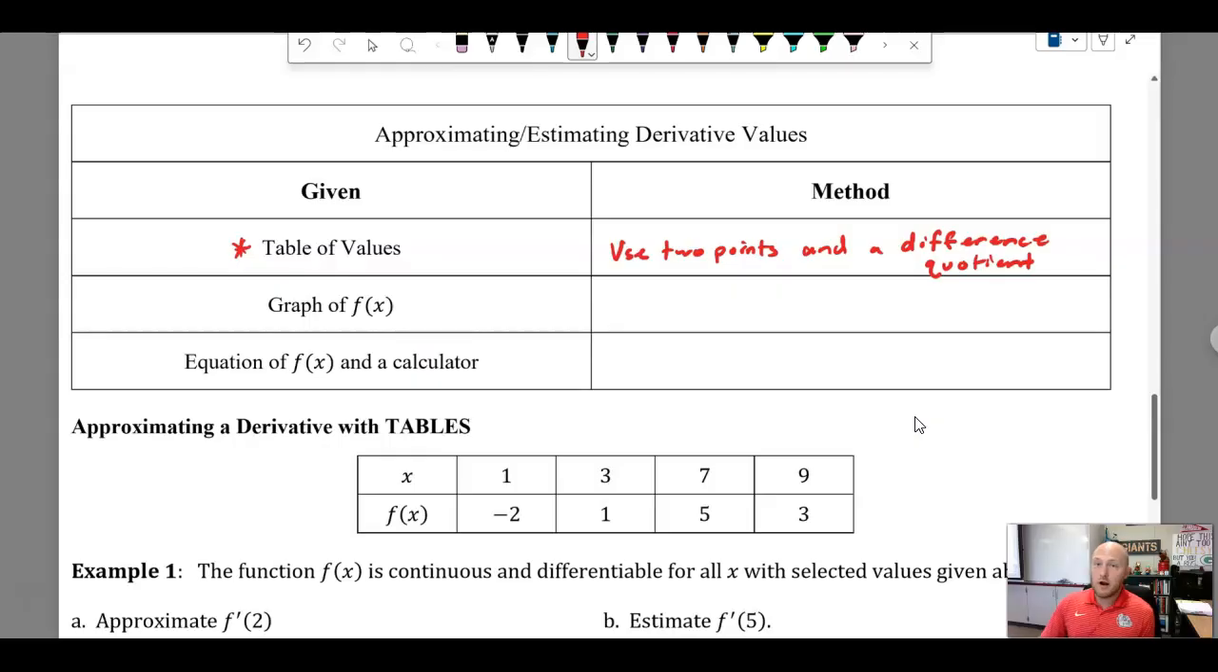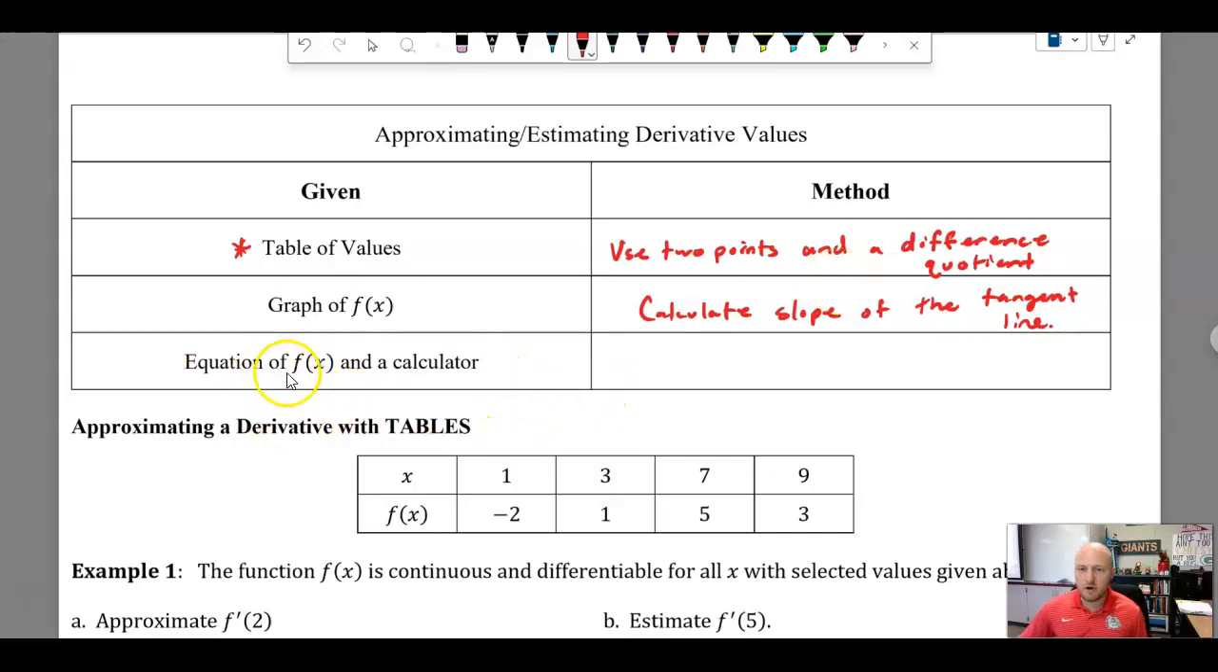They may give you a graph of f of x, and what you're going to have to do is calculate the slope of the tangent line. Or, similar to the table of values, use 2 points and a difference quotient.